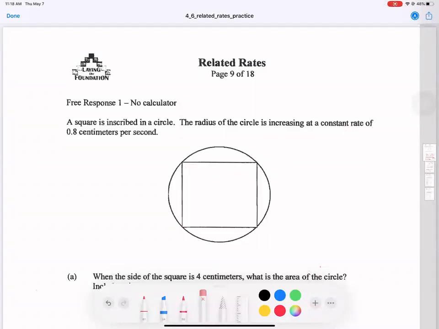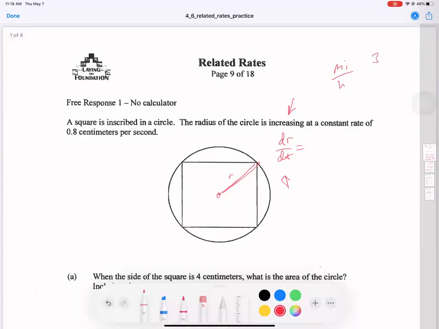A square is inscribed inside a circle. The radius of a circle is increasing. The radius of the circle, we'll call this radius here, this is the radius, r, is increasing at a constant rate of 0.8 centimeters per second. So for these types of questions, rate is defined by dr over dt. So we're going to write it in a calculus way, meaning a change in r over a change in time. Think of miles per hour. Miles per hour, it's a change in miles over a change in an hour.